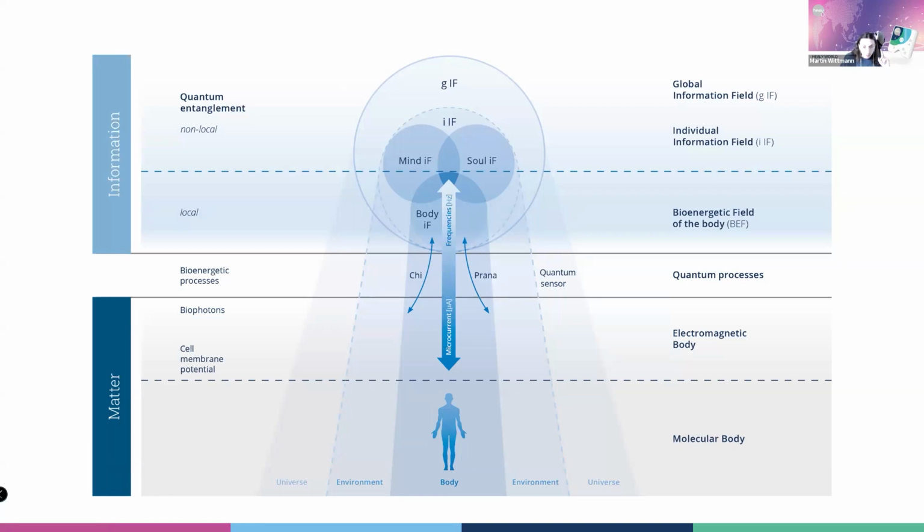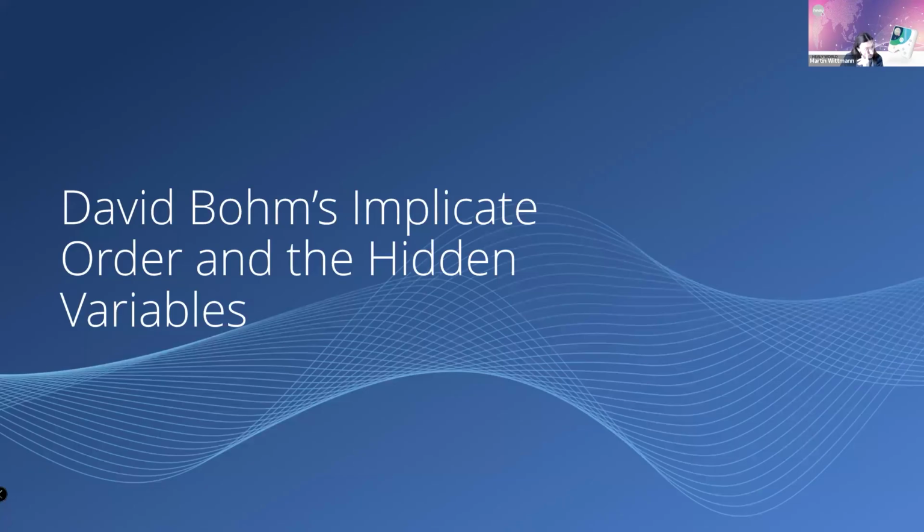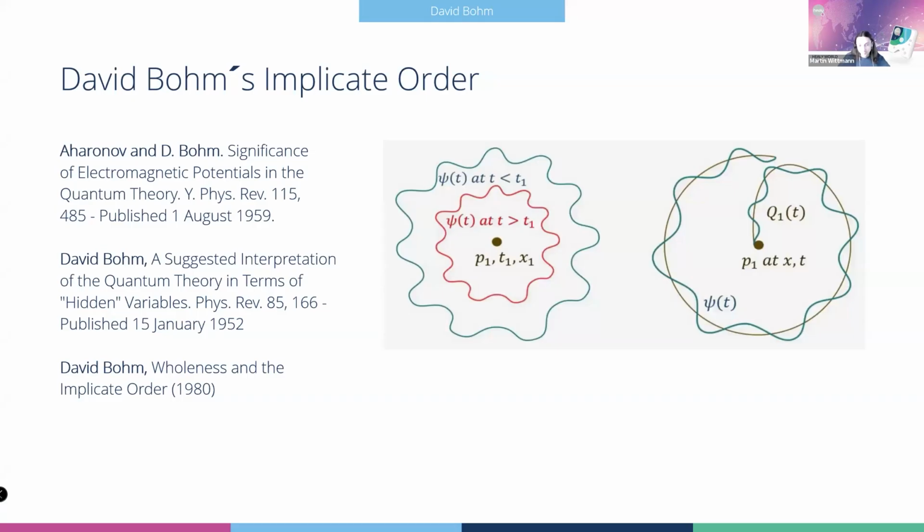So let's go on. Now, I already mentioned his name, David Bohm, and David Bohm's implicate order and the hidden variables. And this is the second most important slide of this presentation about information field. And that is the, let's say, classical or conventional interpretation of the quantum theory. And on the right side, we have the unorthodox interpretation of David Bohm. So what do we have? We have particle and waves.